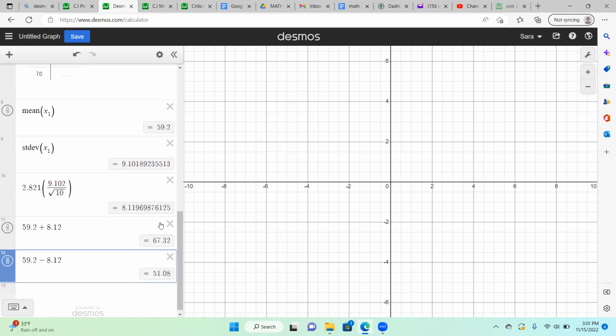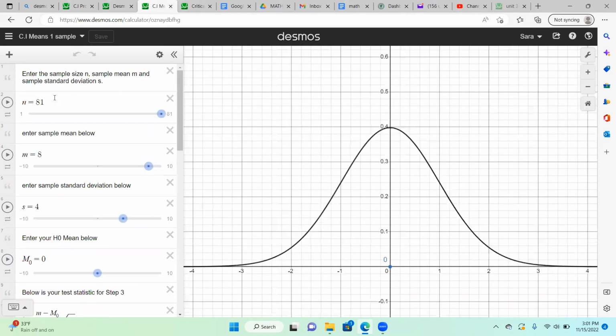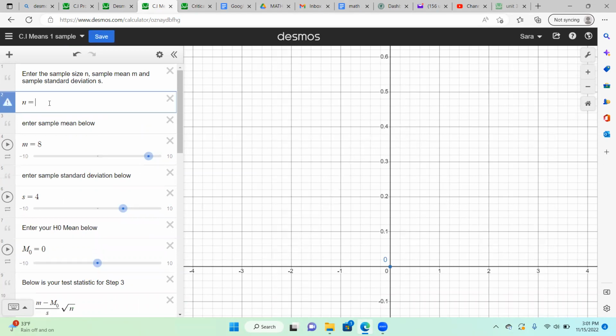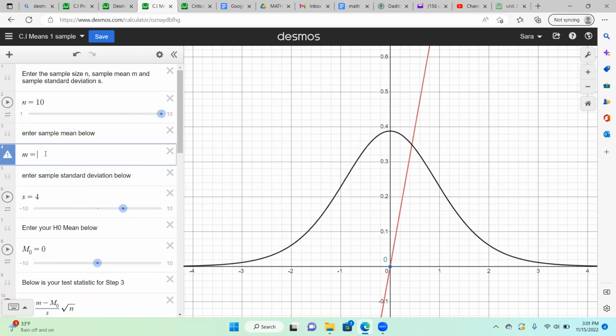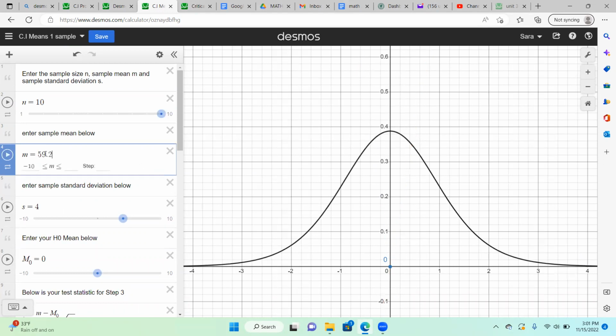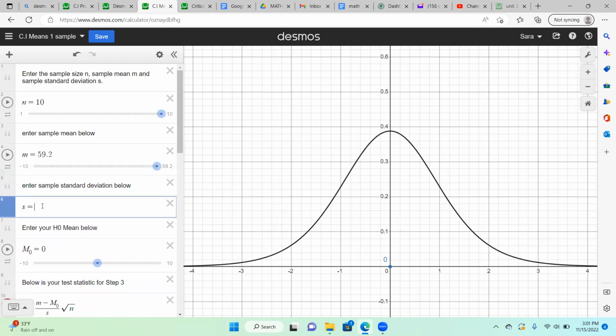So our lower bound is 51.08 and our upper confidence value is 67.32. Now, we could go to the Desmos calculator and calculate it there. So we can put in our N, which was 10. Our sample mean was 59.2. Our sample standard deviation was 9.102.